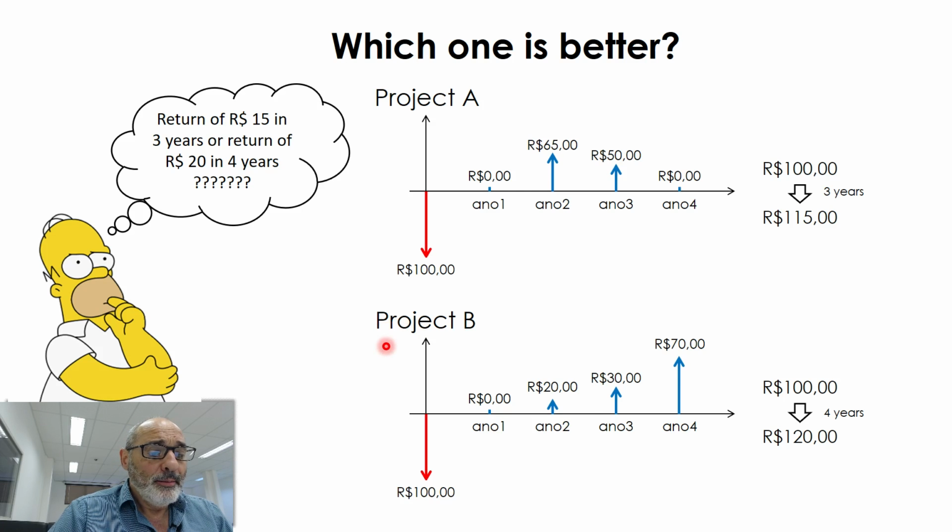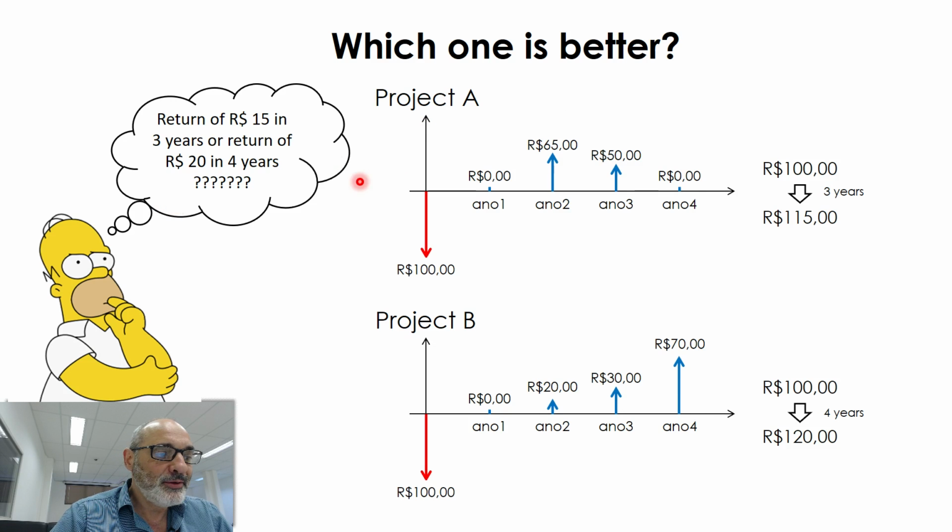Okay, project B, on the other hand: you invest 100, first year 0, second year 20, third year 30, fourth year 70, and then 0. So project B, after doing all the calculations, the net values, you invested 100 and you got 20, but after 4 years. So which is better?